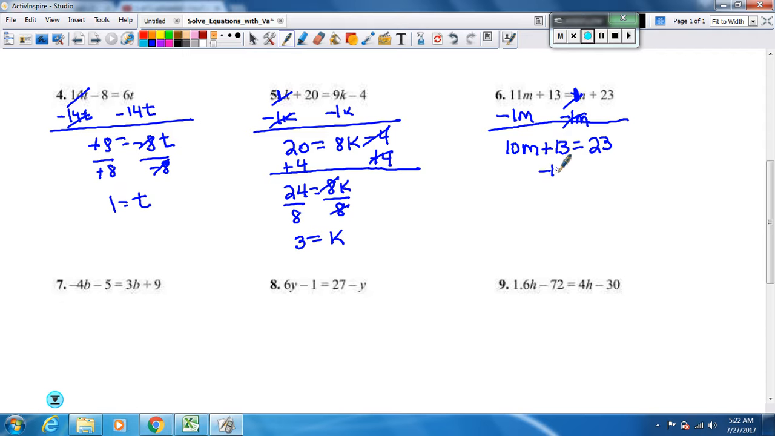Okay, subtract 13 from both sides, because the opposite of positive 13 is negative 13. Bring down your 10m. You always deal with your letter last when you're isolating the variable. Opposites cancel. 23 take away 13 is 10. This is 10 times m. The opposite of times is divide. Divide both sides by 10. Top cancels with bottom. m equals 10 divided by 10 is 1.